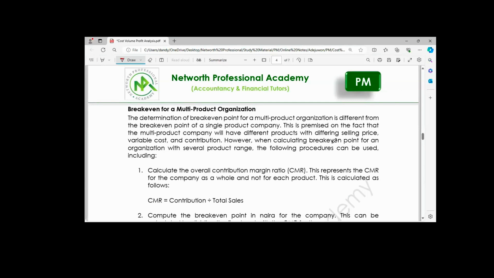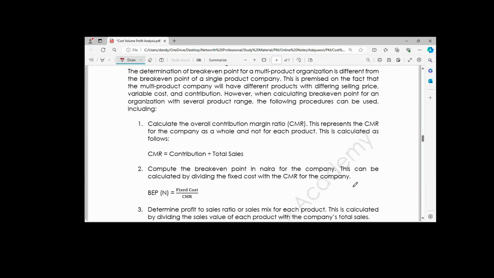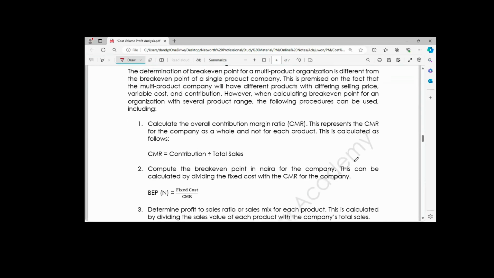The same formula you use to calculate your break-even point in Naira is what you are going to use in this case. All right. So remember, you want to calculate break-even points in Naira. So it has to be fixed cost divided by contribution margin ratio. All right. Then you move to step 3.